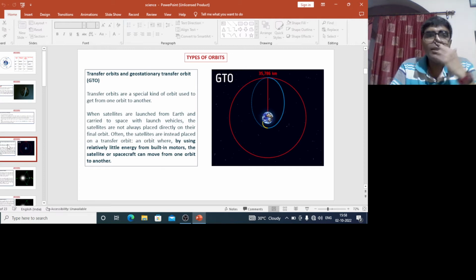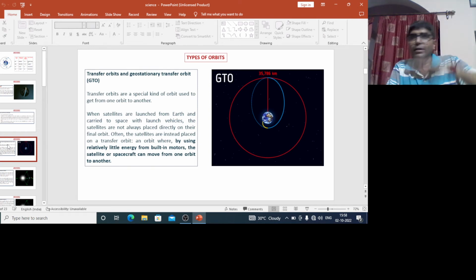Now, this is the types of another orbit. I have also told you. Now I have given a diagram to understand the transfer orbit and geostationary transfer orbit. A transfer orbit is one which is used to get from one orbit to another. So you are transferring that.